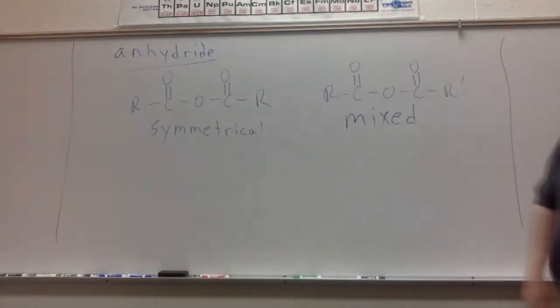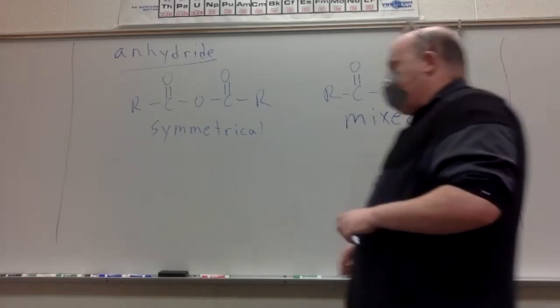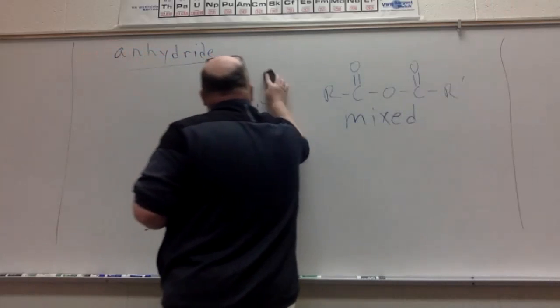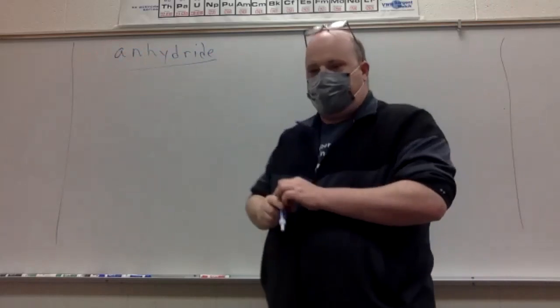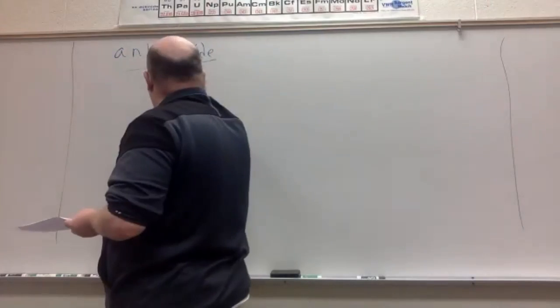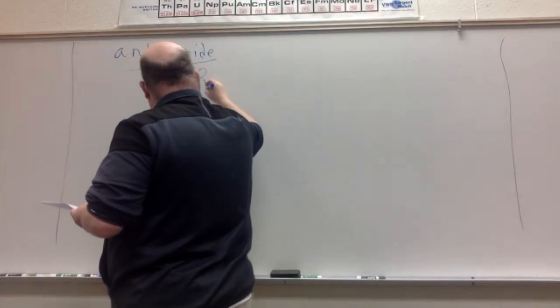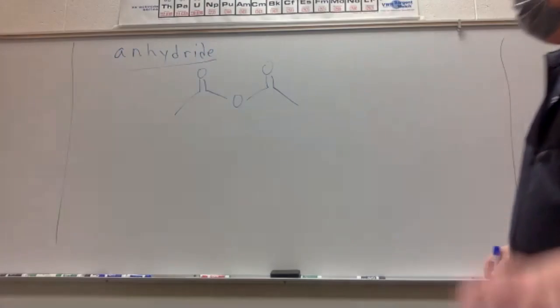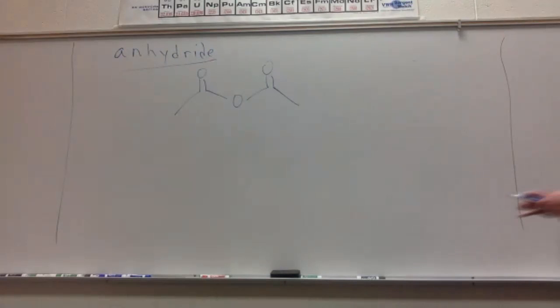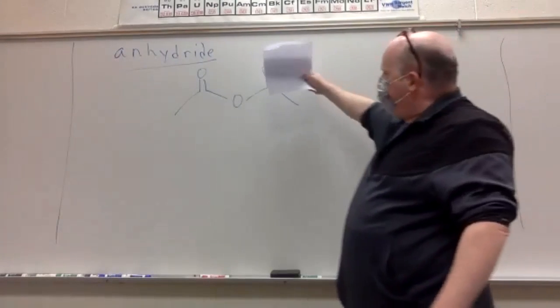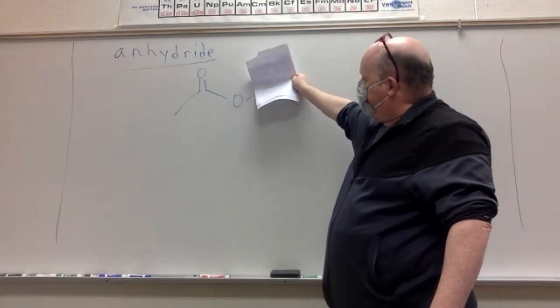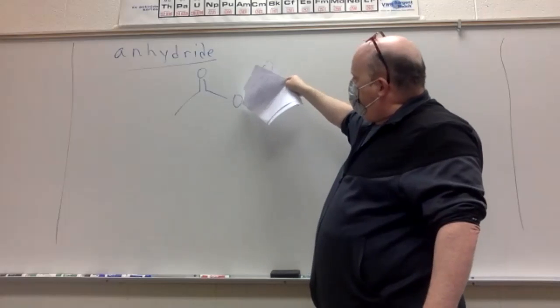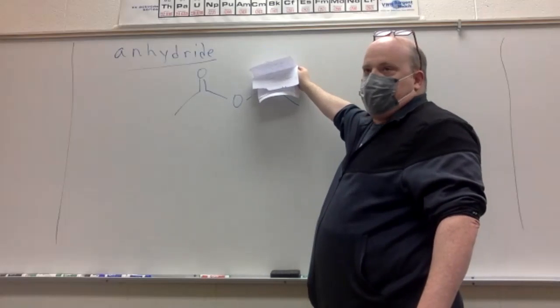Now we have symmetrical and mixed anhydrides. Okay, and as far as nomenclature, it's one of those things that's pretty easy, but hard to explain. It's easiest to show you through examples. So let's take an example of a symmetrical anhydride. If you have a symmetrical anhydride, here's what you do. You basically take one part of it, like this, cover the other half up, and pretend that one half plus the oxygen is an acid. So you basically name it as a carboxylic acid.